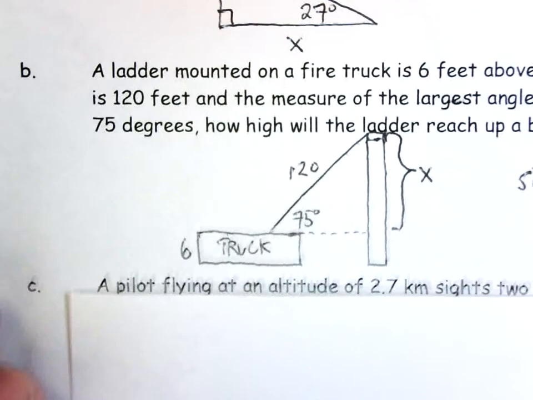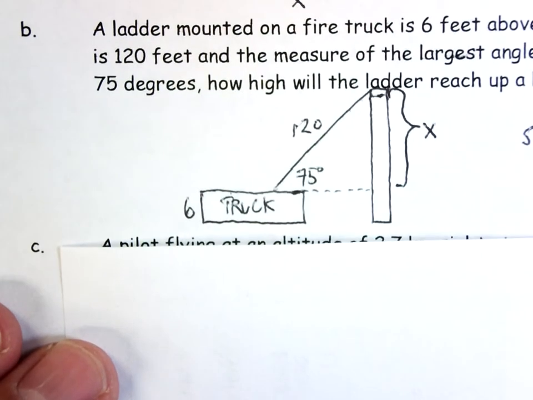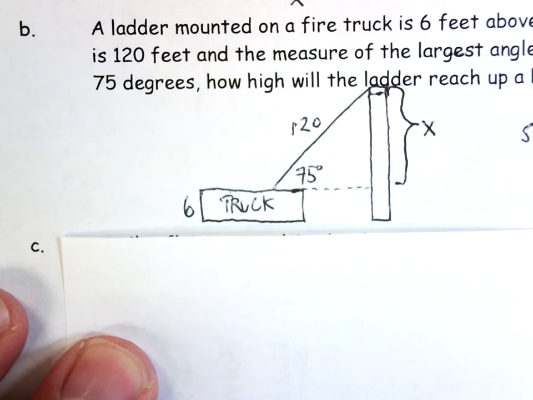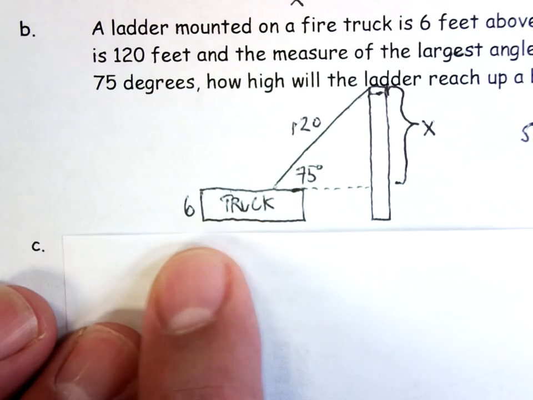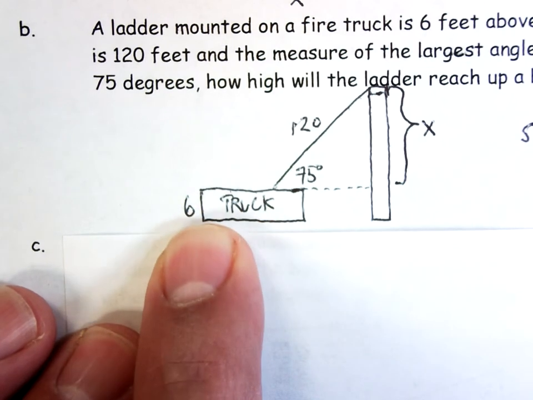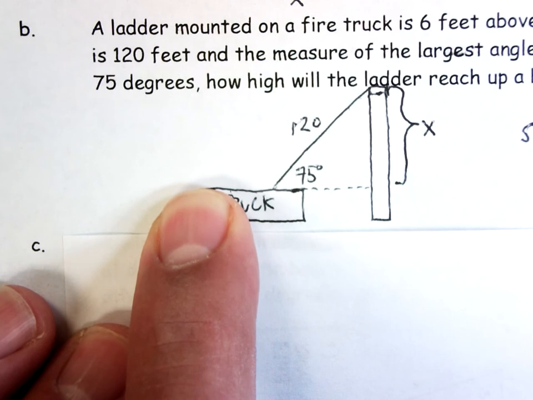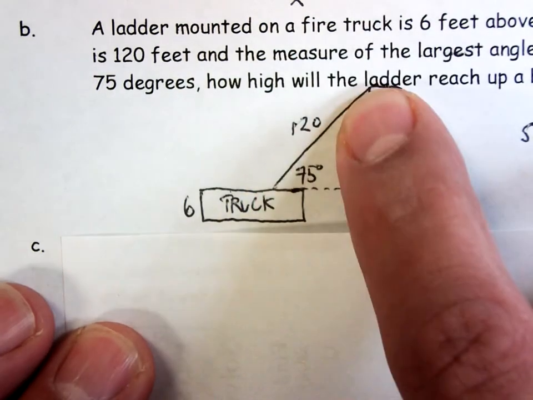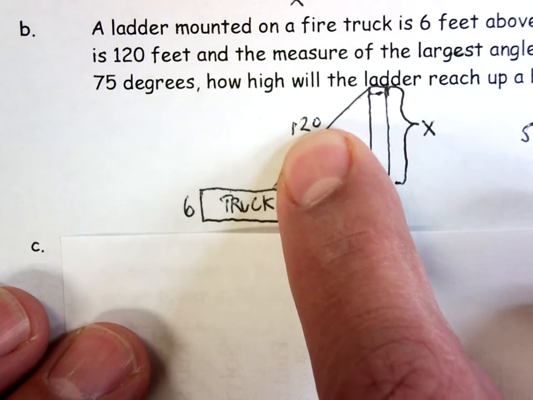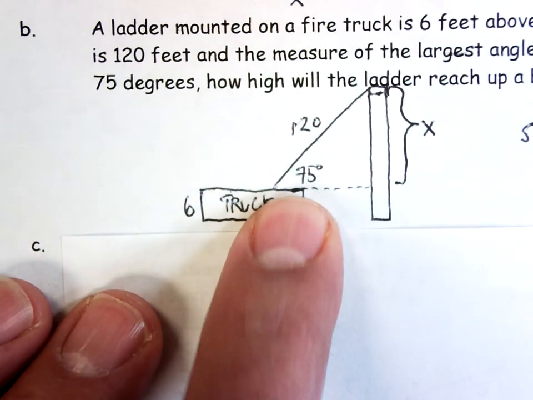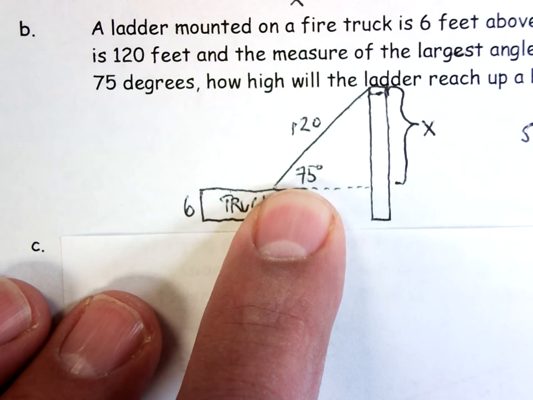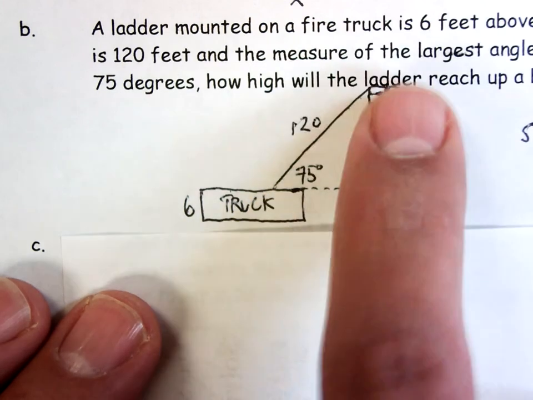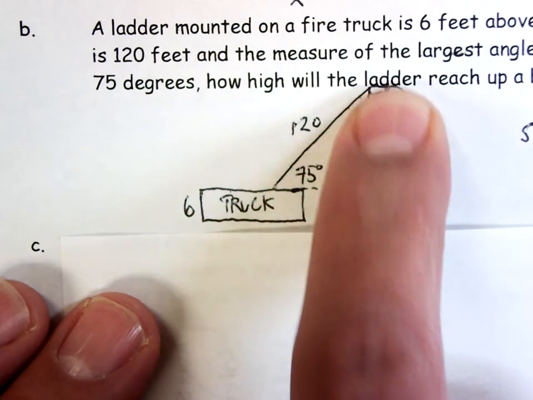Okay, so here's my beautiful picture. So there's my truck, that rectangle. That's my fire truck. Well, we know it's 6 feet tall, so we know from here to here is 6 feet. There's my ladder extending from the truck and resting against the building. We know that's got to be 120, and we know the angle that it makes is 75 degrees. And I'm trying to figure out this piece over here, this piece of the triangle.